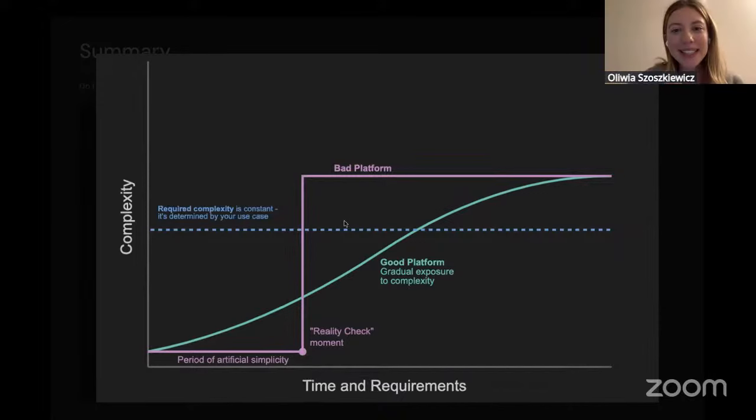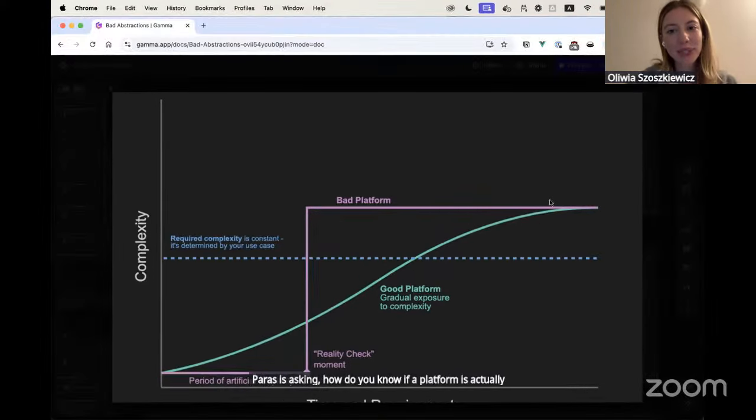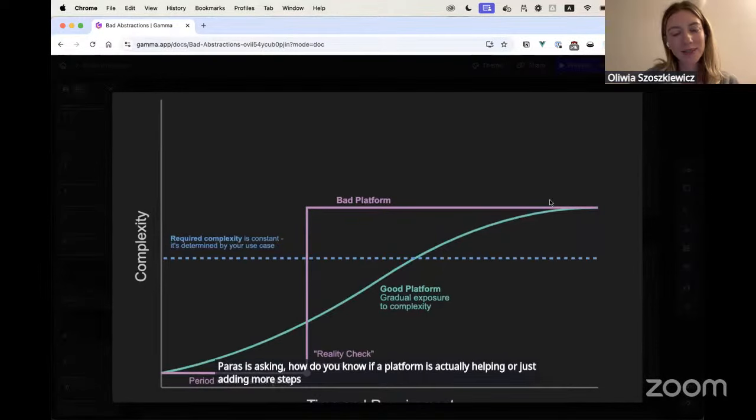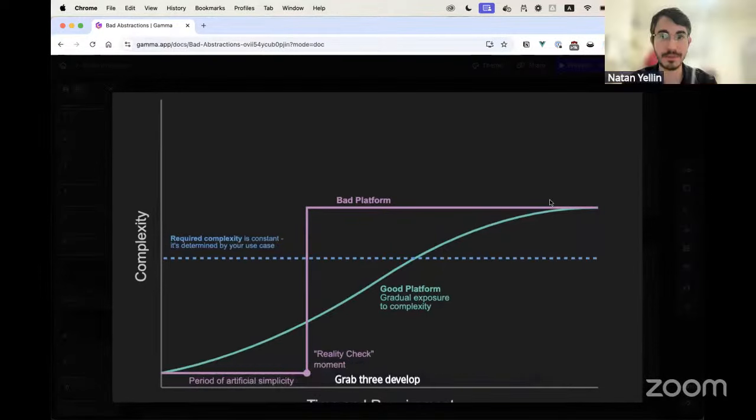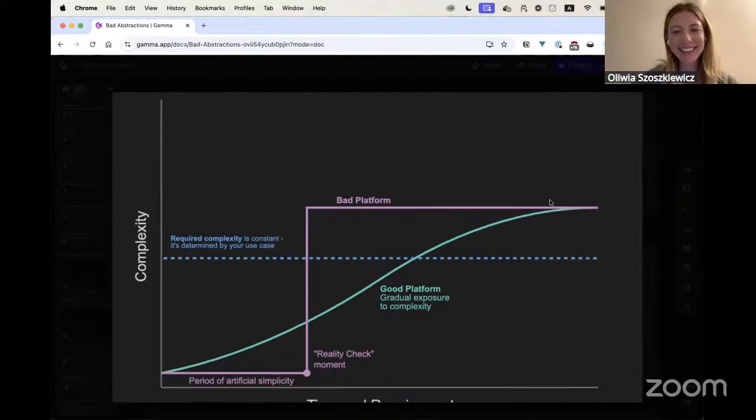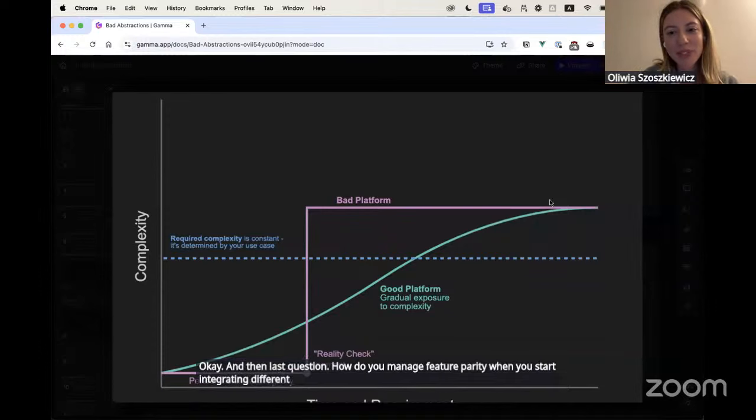Okay. Faraz is asking, how do you know if a platform is actually helping or just adding more steps to the process? Grab three developers and ask them. Okay. And then last question. How do you manage feature parity when you start integrating different tools into a centralized platform, such as Backstage, where building UI elements, observability, and operations slowly becomes challenging?